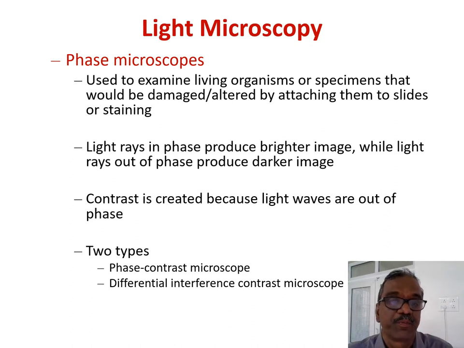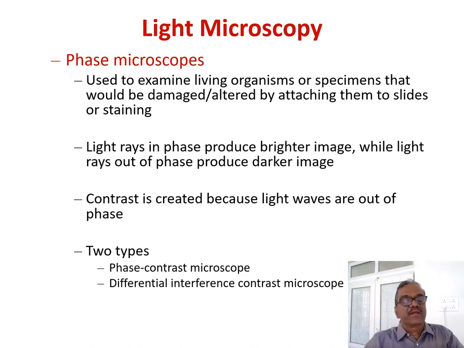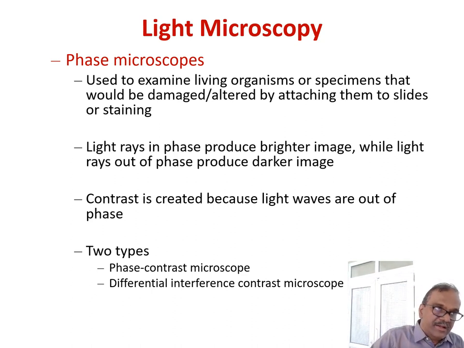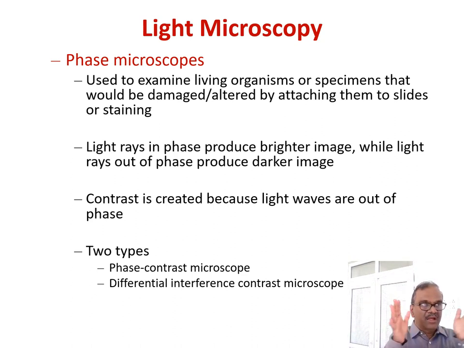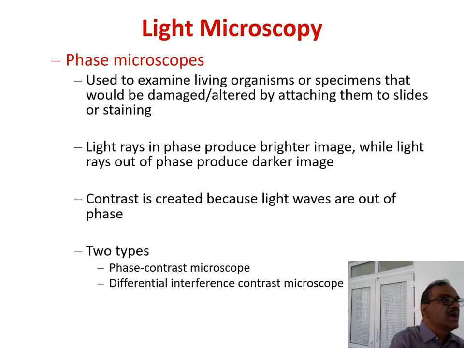Then phase contrast microscopy. Okay. Already we discussed here the phase plate is used. Okay, and the light rays in phase produce the brighter image, while light rays out of phase produce a darker image. Okay. You are out of frame. Why are we calling it that? If you are in a photo frame, or when you are taking a photograph, if you are not in the main frame, then you are out. Similarly here, you are making the outer one darker and the inner one lighter, based on the adjustment of the light, how they are entering in the diagram, you can easily see.